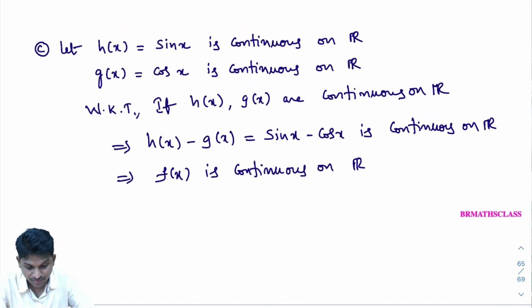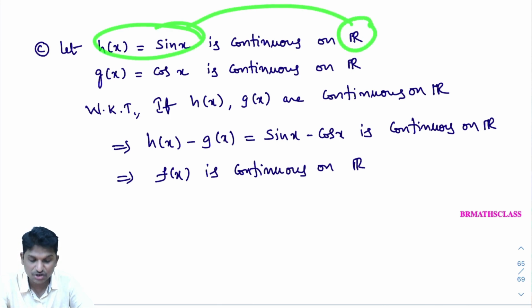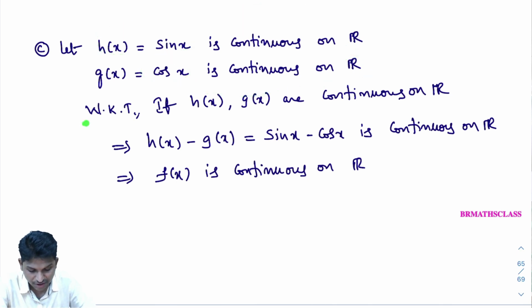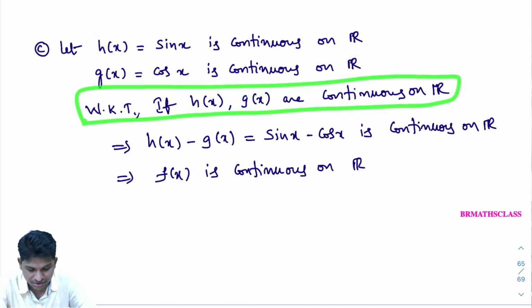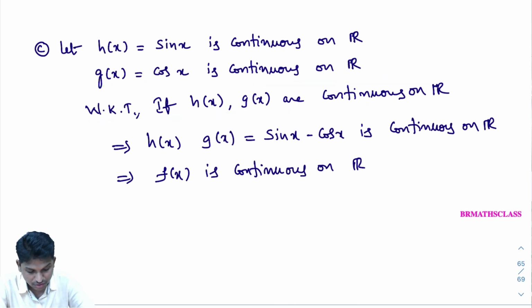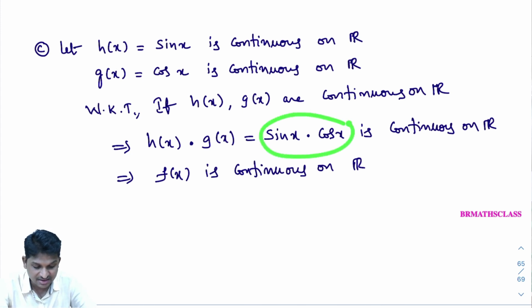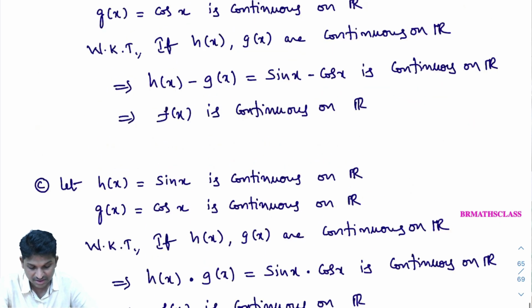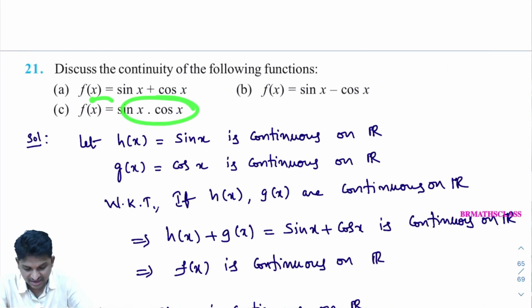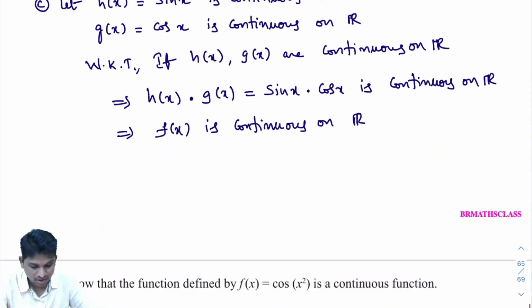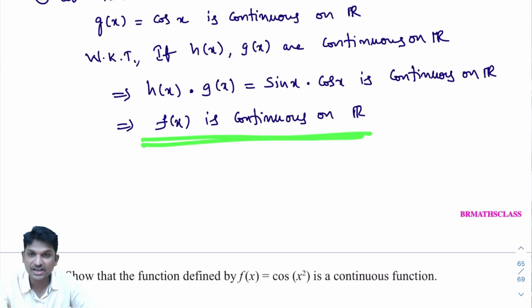Look here. And we know that sin x is continuous on its domain. And we know that cos x is continuous on its domain. And what we want here? We know that if h of x, g of x are continuous on R, from the theorem, h of x into g of x, that is sin x into cos x, is continuous on all real numbers. So in this third bit, sin x into cos x is given as f of x. So what you got here? This is continuous on all real numbers.